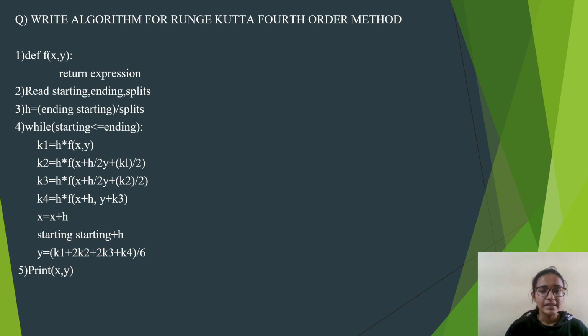So k1 is calculated as h into f, the function called, whatever expression is written, multiplied by the value h. In such a way, we calculate k2, k3 and k4 also. At the end we set x equals x plus h and starting equals starting plus h, and the value of y will be y plus (k1 plus 2k2 plus 2k3 plus k4) divided by 6. So this is the algorithm for the Runge-Kutta fourth order method. And at last we print the values x and y respectively.